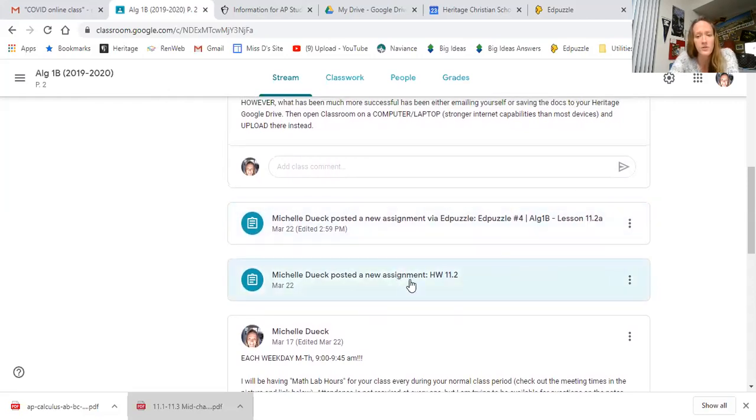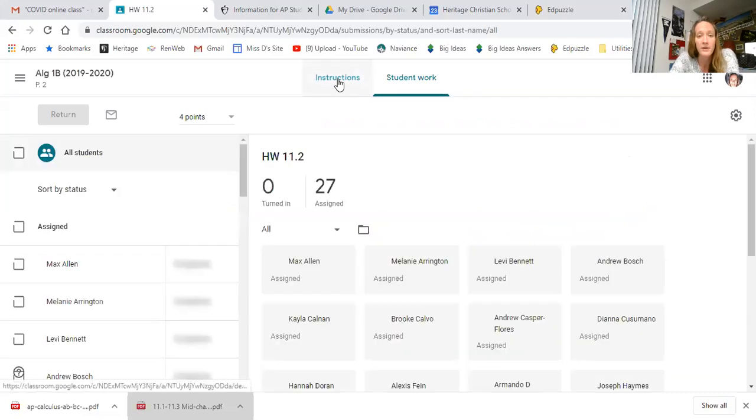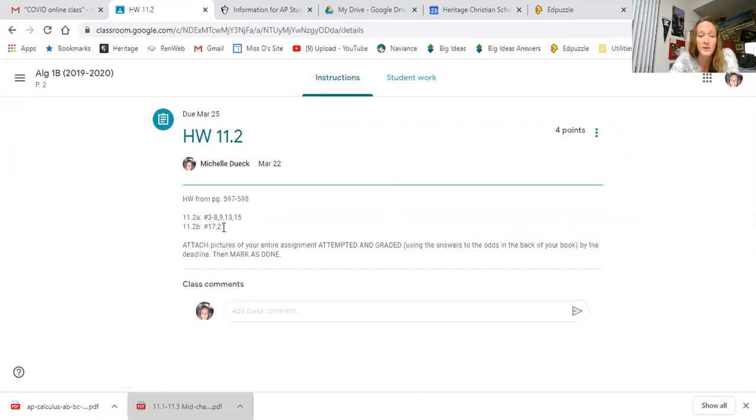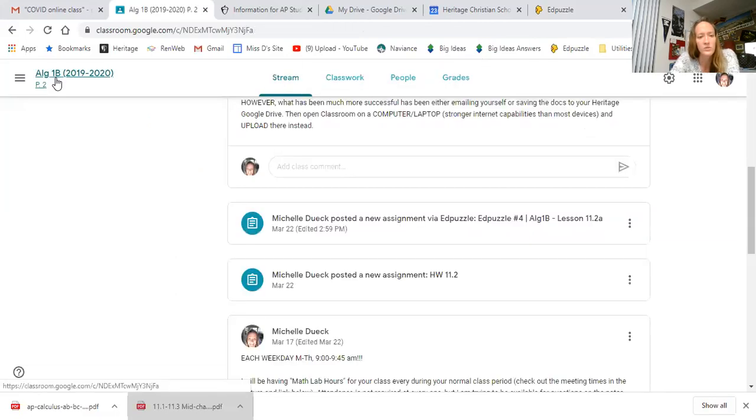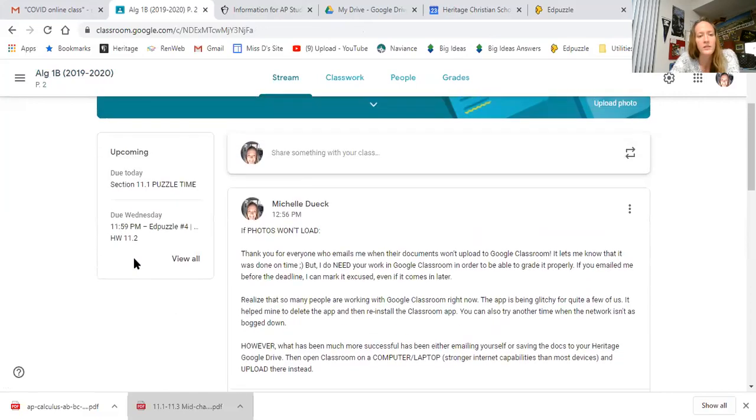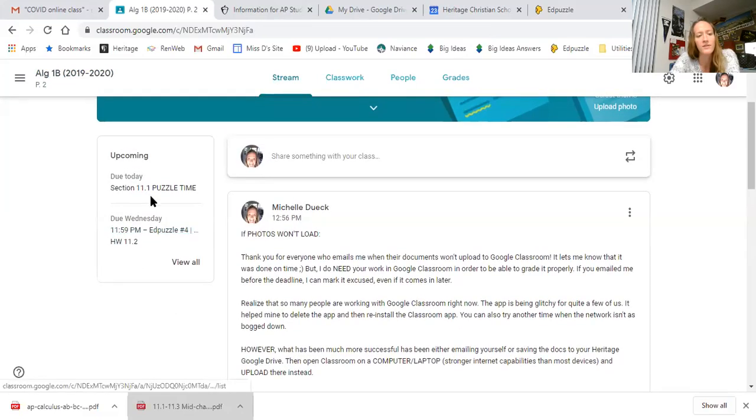11.2a you guys see is posted right here, but you need 11.2b in order to be able to finish the homework, those other last two problems, 17 and 21. That homework, going back to your original Google Classroom, section 11.2, is due by the end of the day on Wednesday. So work on it today, Monday, and tomorrow, Tuesday, and then get it turned in Wednesday. Then on Wednesday there will be section 11.2 puzzle time that's going to pop up for you to review.